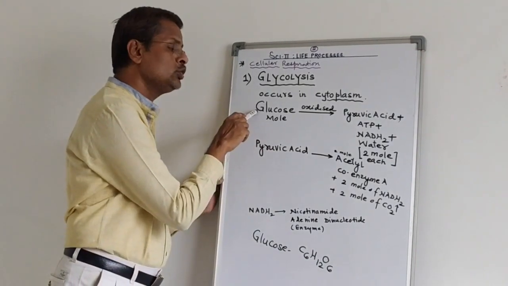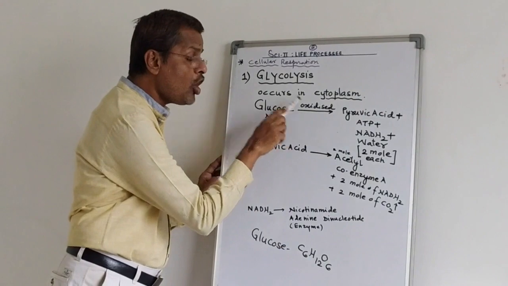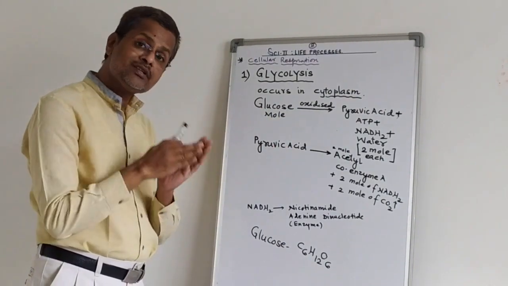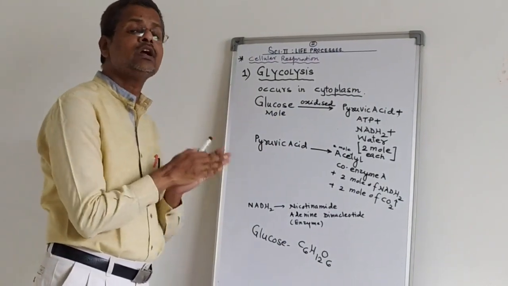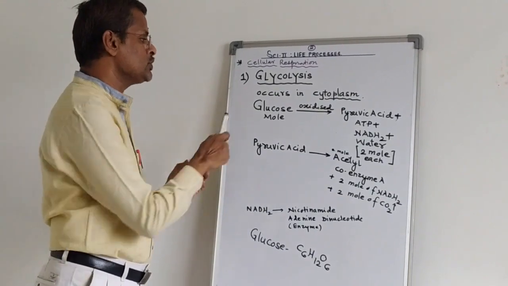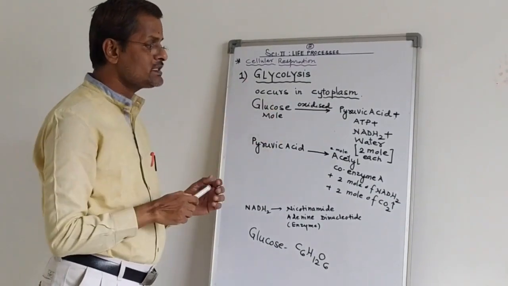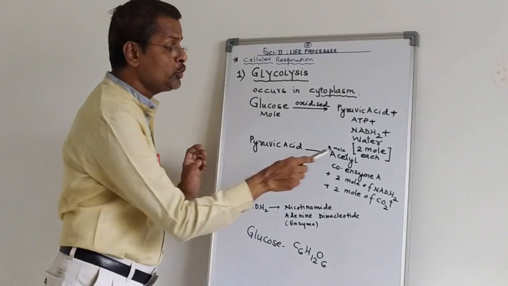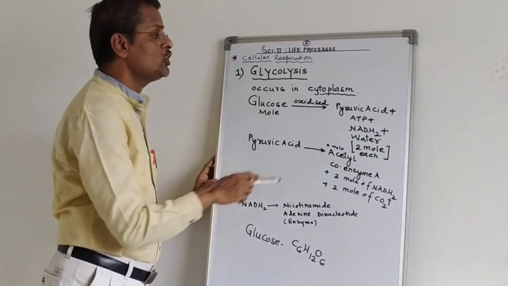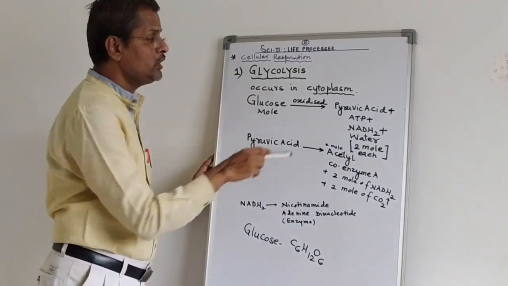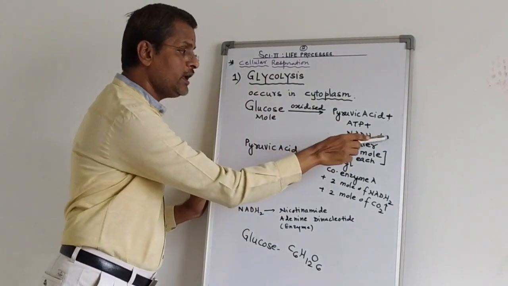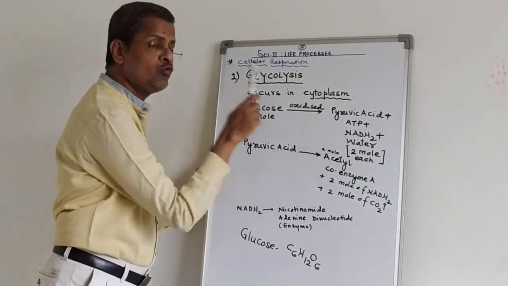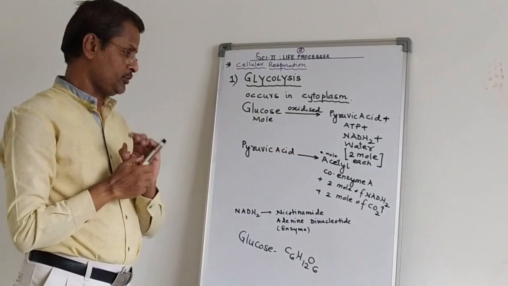C6H12O6. So a glucose molecule is oxidized, meaning this particular glycolysis is aerobic respiration. So the glucose molecule is oxidized and 2 molecules each of pyruvic acid, ATP, NADH2 and water are formed.